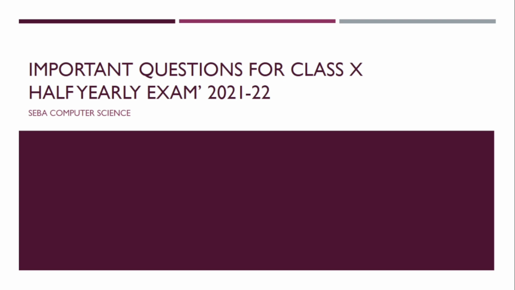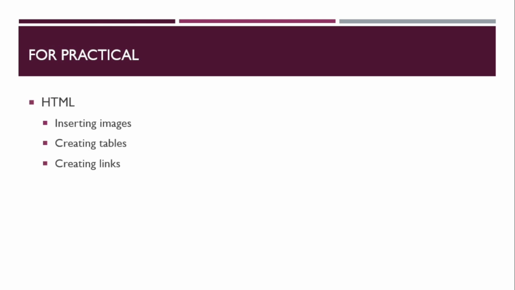2021-22. As your Half-yearly syllabus is from Chapter 1 to 5, the practical chapters are Chapter 3, inserting images and creating tables in HTML, and Chapter 4, creating links and frames in HTML. And from Chapter 4, frames is already omitted from your syllabus. So for your practical exam, from HTML chapters, you will need mainly these 3 points: inserting images, creating tables, and creating links.